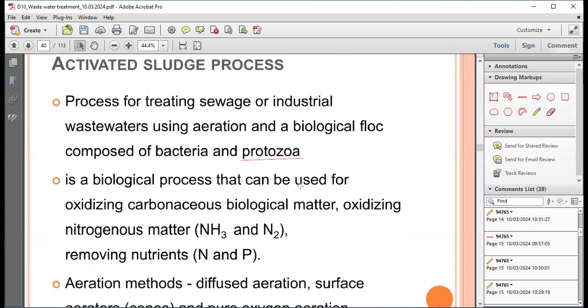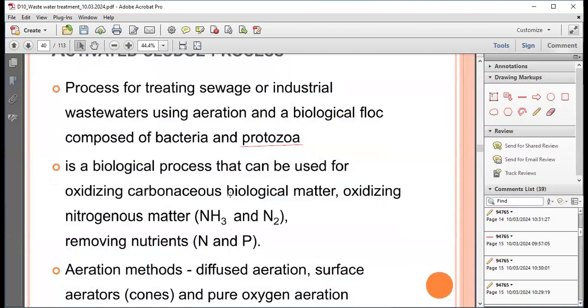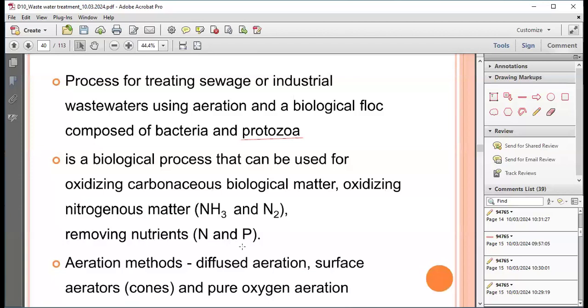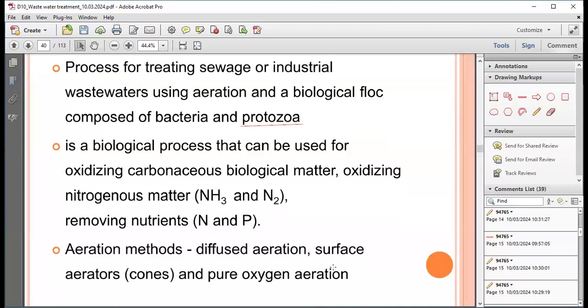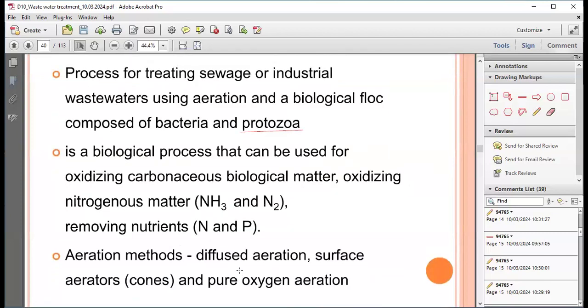It is a biological process that can be used for oxidizing carbonaceous and biological matter, oxidizing nitrogen matter into NH3 and N2, and removing the nutrients N and P. Aeration methods: diffused aeration, surface aerators and pure oxygen, right? So what's the meaning of diffused aeration? Aeration. You have to understand this one, aeration.